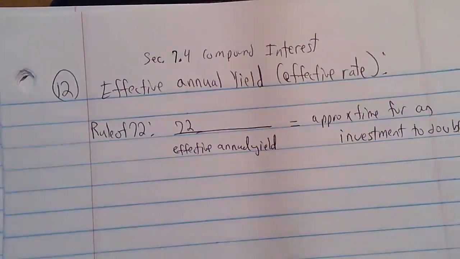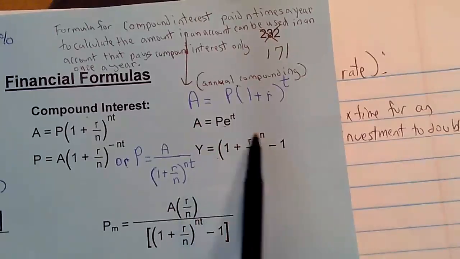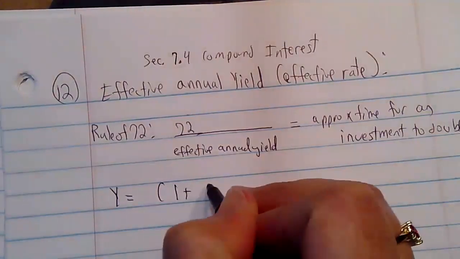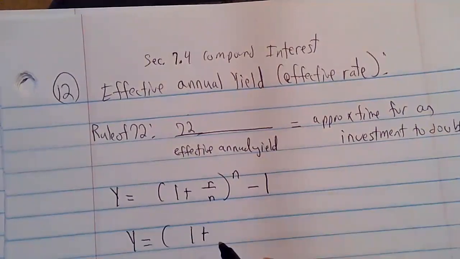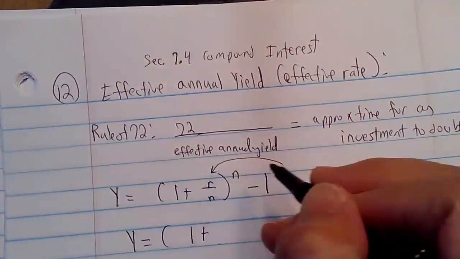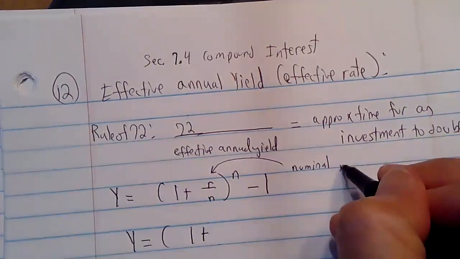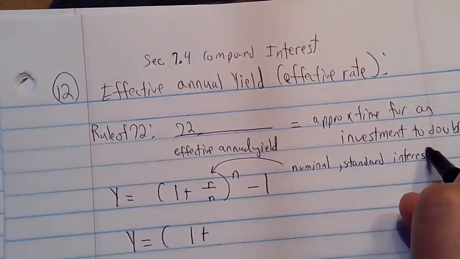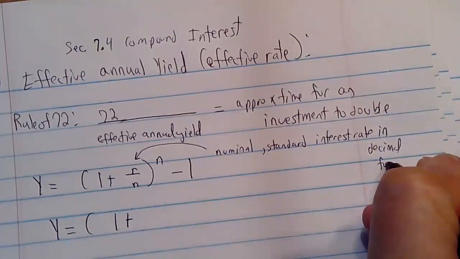Now the formula we need is that Y formula, which is right here. I'm going to write this formula down. Anytime you're trying to find the effective yield, you're going to use that formula. For us in this problem, the rate r, usually they use the word nominal for these problems with effective annual yields, or they say you have a standard interest rate. And of course, it should always be in decimal form: you move it 2 places to the left, dividing by 100.